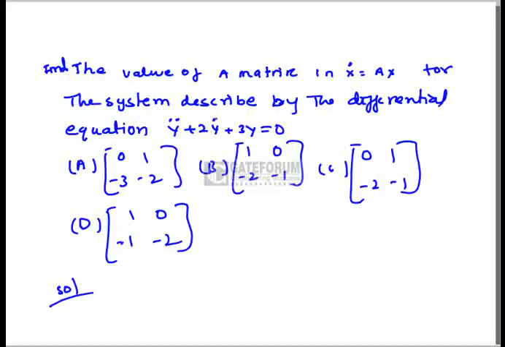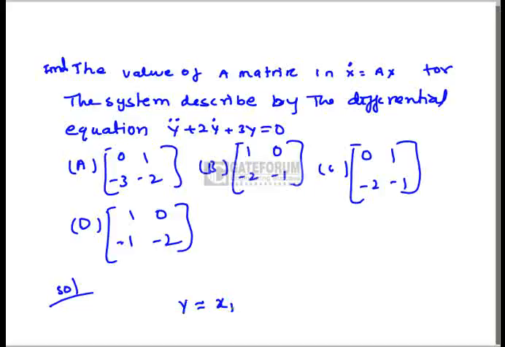So basically it's a control system problem. First of all, we have to define what matrix A is. Here A is the state matrix. So we have to find the matrix A with the help of the given differential equation. For convenience, I am taking y equal to x1.